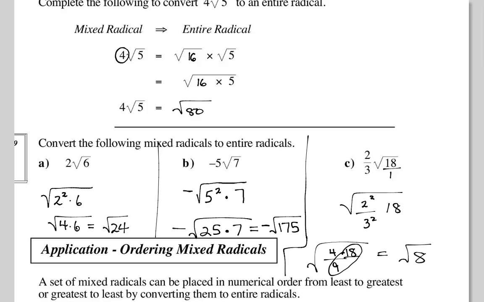Or mostly if you have to add or subtract them. Yeah.